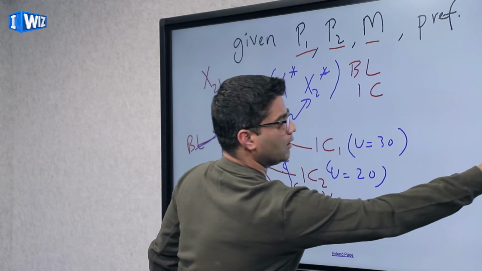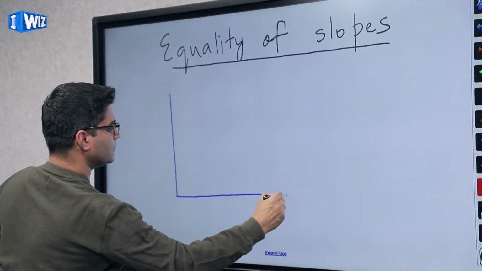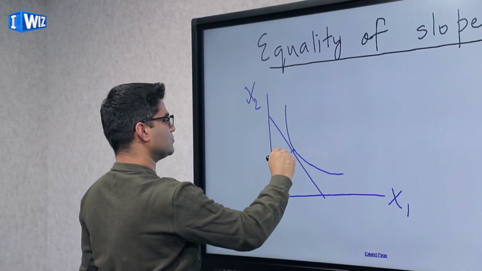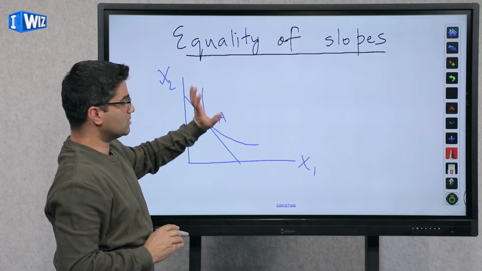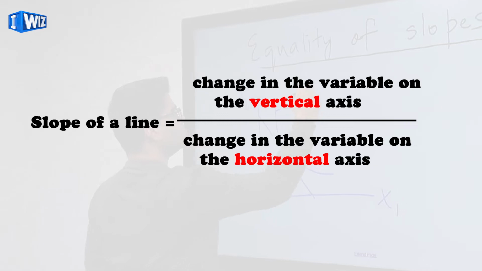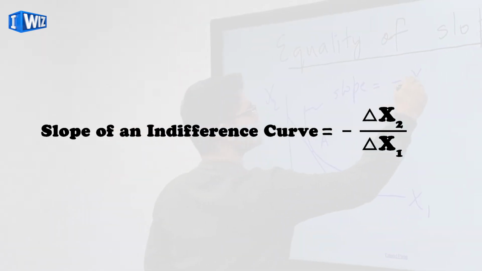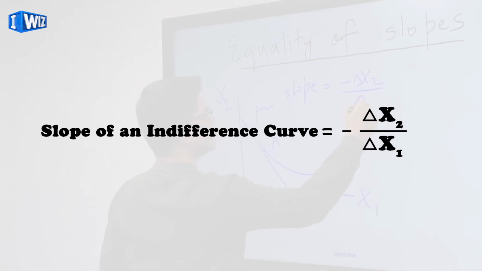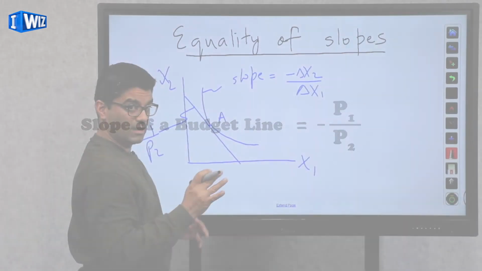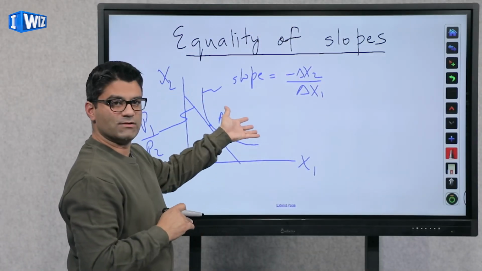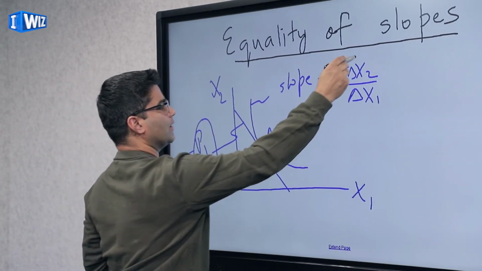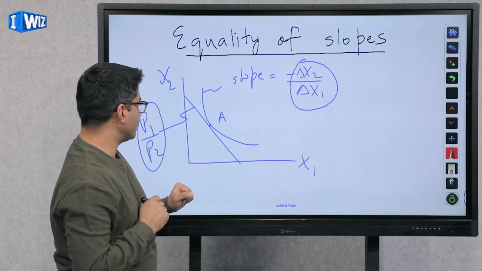One more thing, and we'll wrap up. I've said that this is your budget line, that's your indifference curve, and that's your optimal bundle, bundle A. Let's talk about the slopes of these two lines. We have talked about the slope of an indifference curve, which is change in X2 over change in X1. And the slope of the budget constraint is the relative prices. Again, make sure you're clear on that. They both are negatively sloped, so we can ignore the negative sign and compare P1 over P2 relative to change in X2 over change in X1.